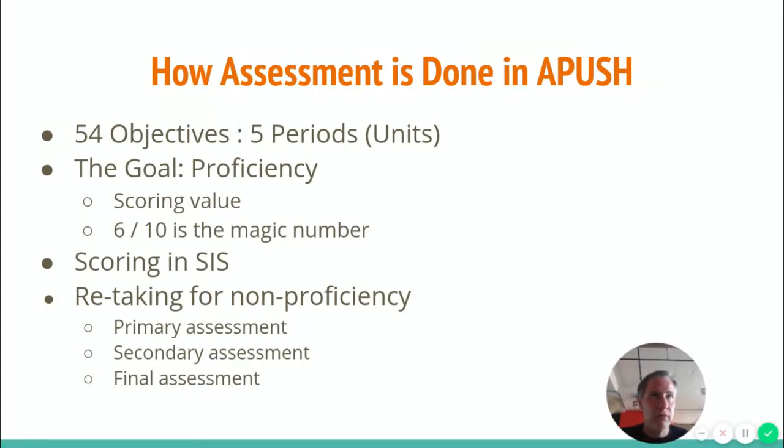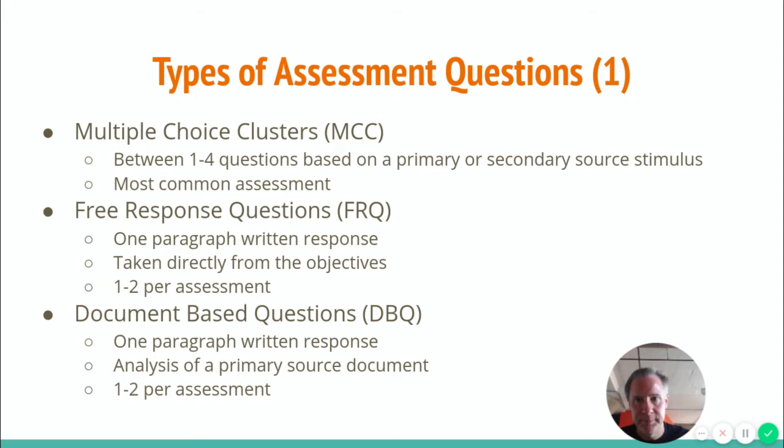As always, if you score less than proficient the first time, that score goes in the grade book. And then if you score higher on your secondary or final assessment, we will change that score. Again, you can only retake objectives if you were less than proficient the first time around. That means lower than 6.